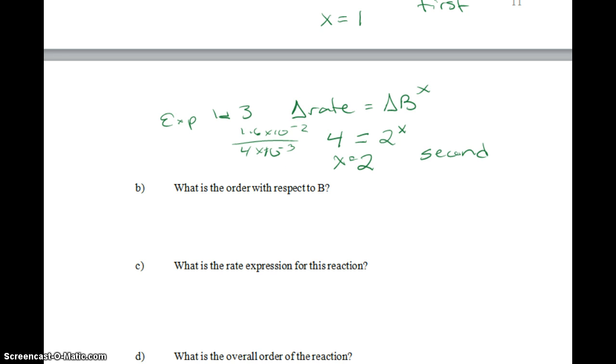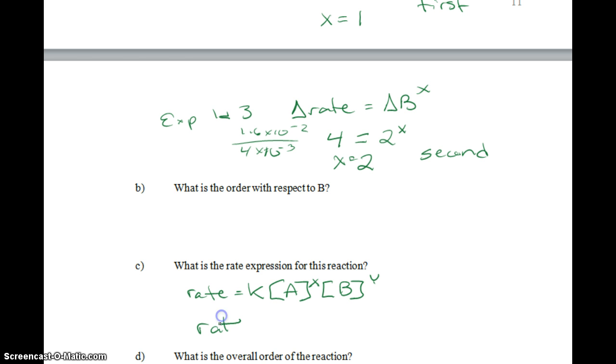So now we scroll down to the next question, what is the rate expression for this reaction? And remember, the general rate expression is always rate is equal to constant k times the first reactant raised to the x times the second reactant raised to the y. If there were a third reactant, there would be another one raised to the z, however many reactants you have.